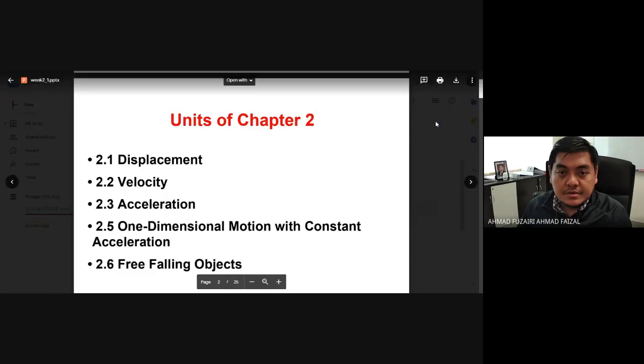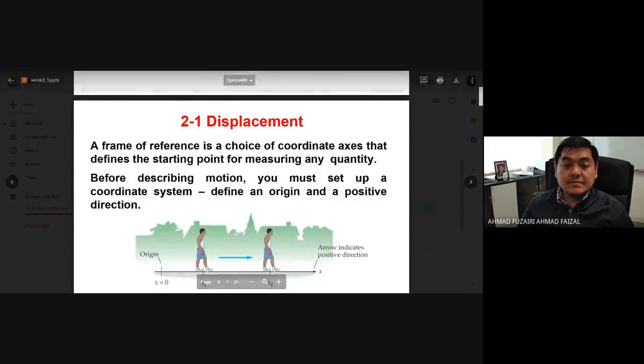So this is chapter 2, where we learn about displacement, velocity and acceleration. These are the three main subtopics of chapter 2. Today we will continue on one-dimensional motion with constant acceleration, and the last part will be free-falling objects. So let's do some recap of what we learned just now.